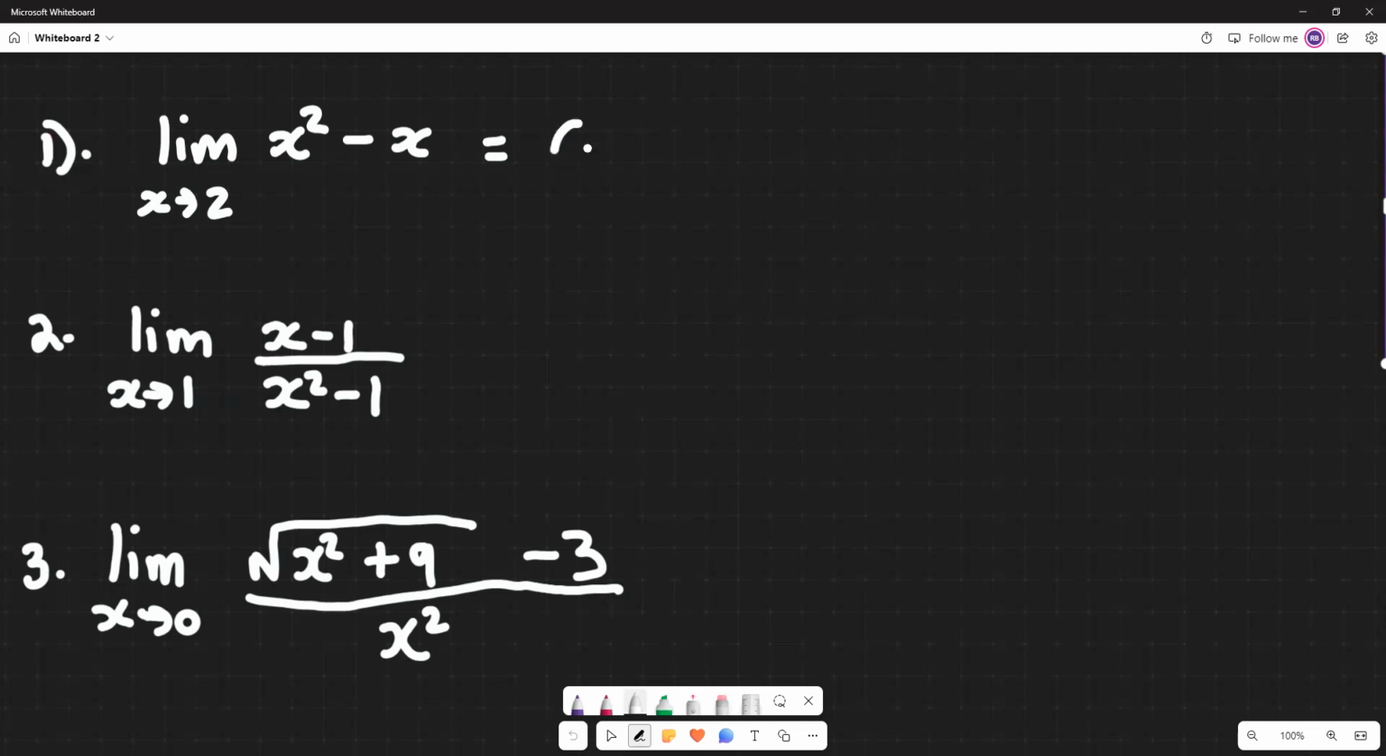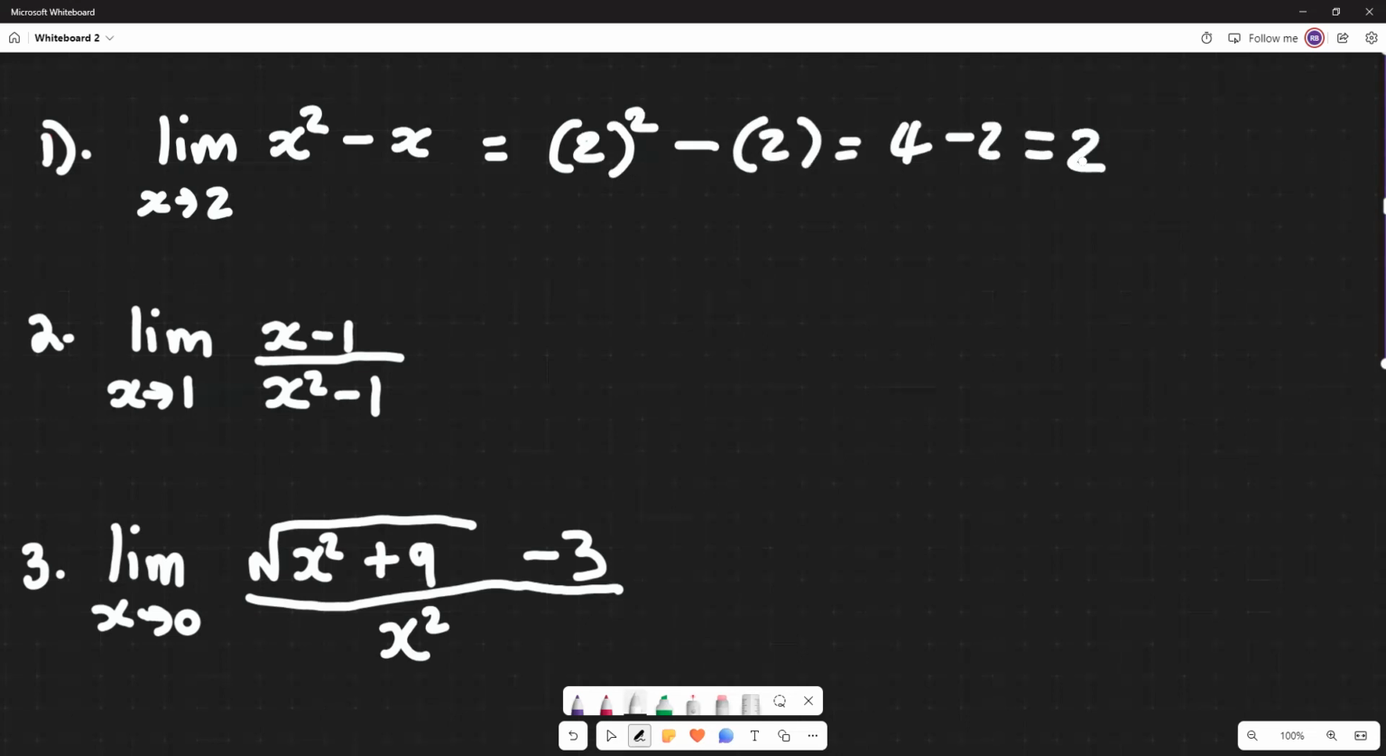The answer, we get it by directly substituting 2 for every x value there. So where there was x, you put 2, then there was x there. This becomes 4 minus 2, which becomes 2. So the limit of that function as x approaches 2 is 2, which means the y values are also approaching 2. Right. Now, let's try this one.